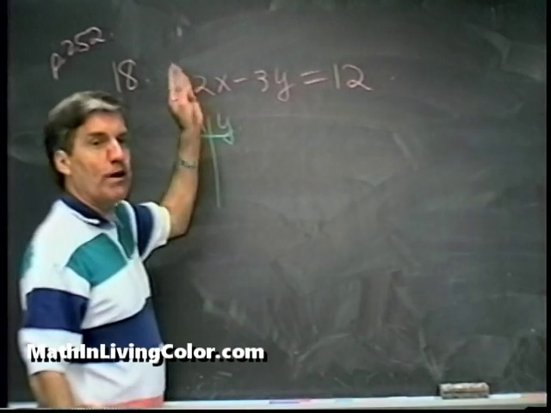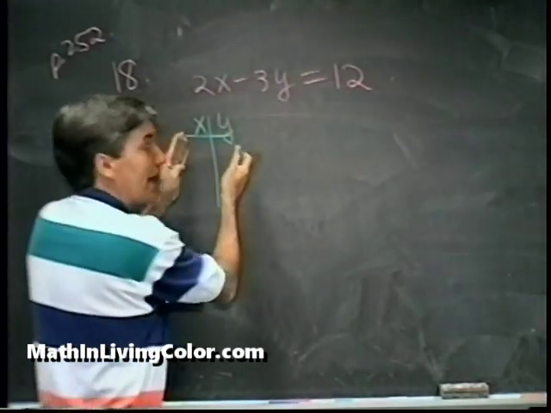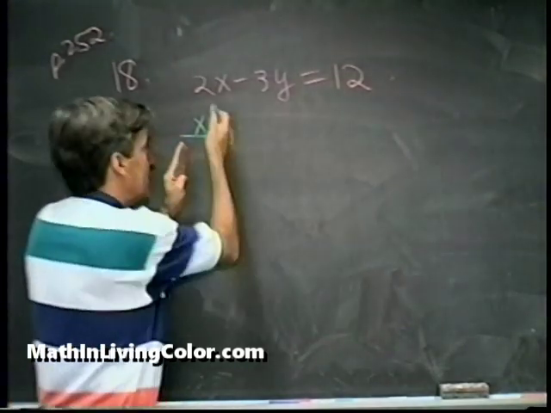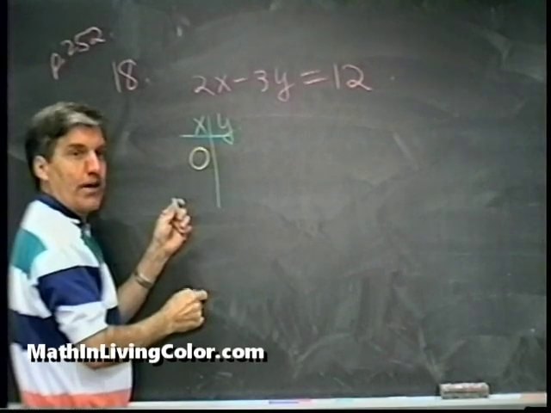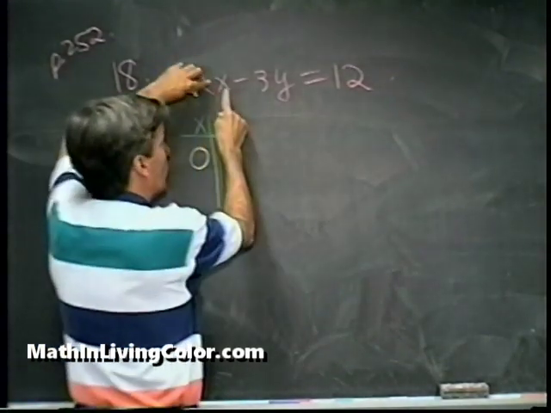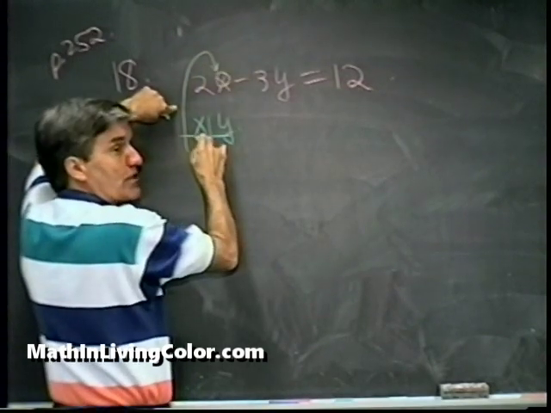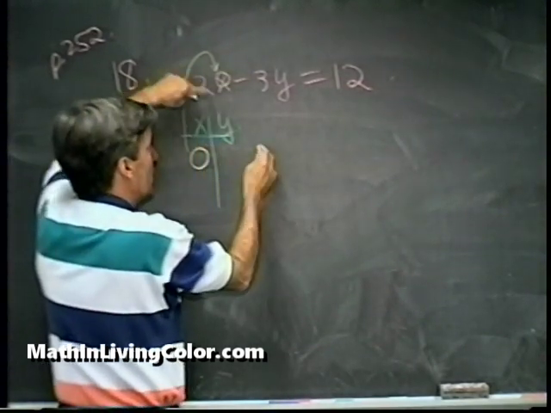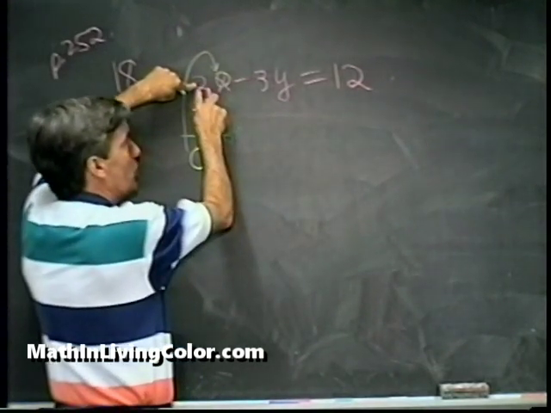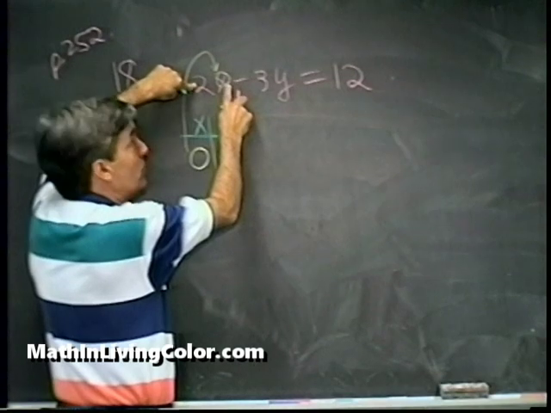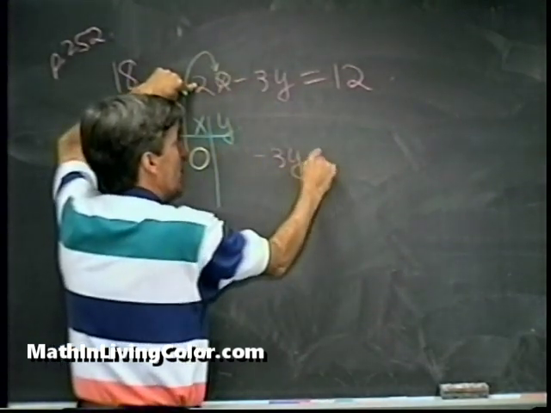Because it's in the form of x's and y's equals a number, I want to be sure to get a table of values and start off with x equals 0. Now, if x equals 0, then what would you have for y? Put in 0 in the place of the x. 2 times 0 is 0. Okay, we can just forget about it. Then you'll have what? Negative 3y equals 12.